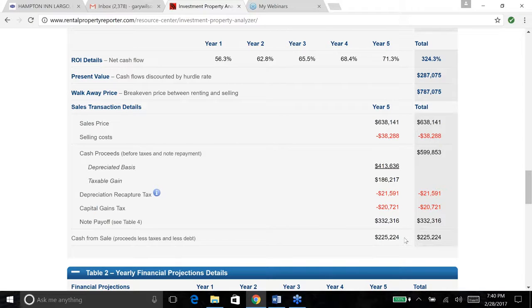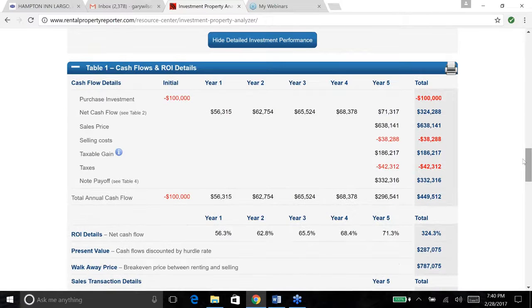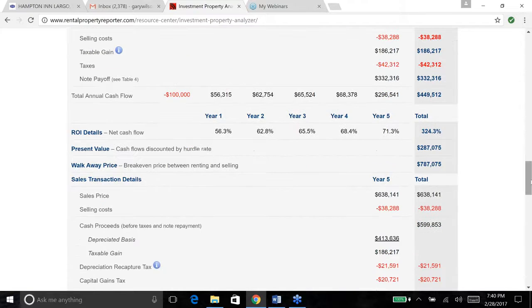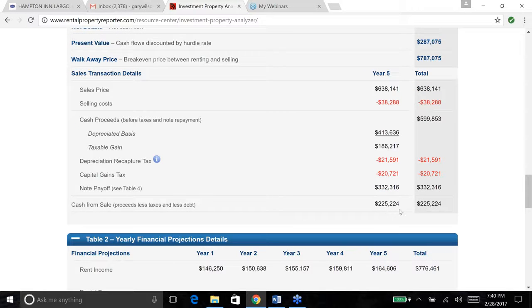What this is saying is, when you add everything that you put into it up top here, which of course was your $100,000, you add your gain, what you sold it for over and above your purchase price. You recapture depreciation. You add up all your cash flows. You do all that work. At the end of the day, your net gain, after you paid off your taxes and your debt, the mortgage, is $225,224. In other words, you put $100,000 down, you got $225,224 back. That's how that works.